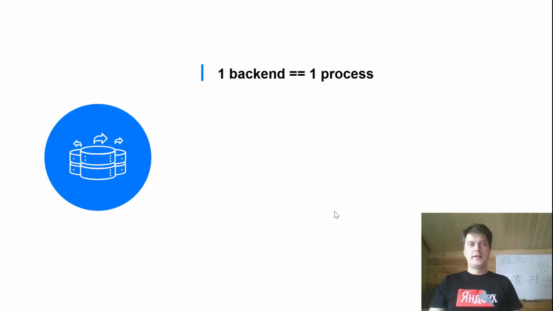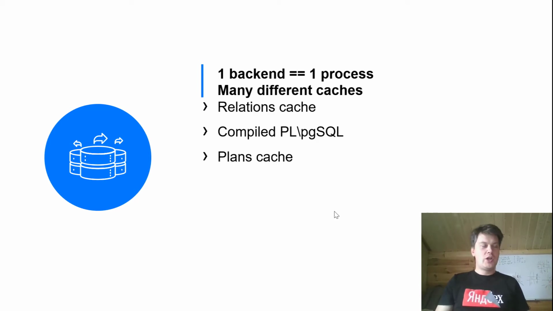Because each client connection is one process of the database which has its own caches, and if you have thousands of different connections, these caches are duplicated and occupy a lot of memory, and they are not very efficiently used.